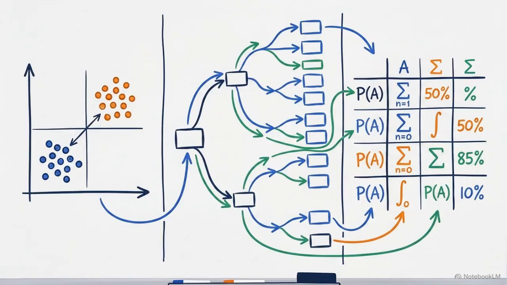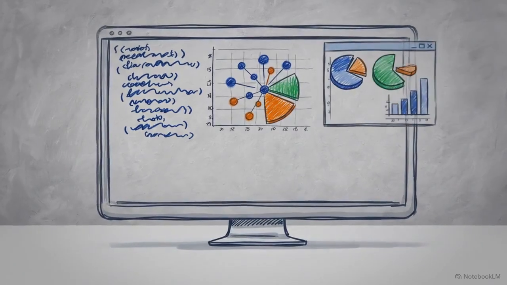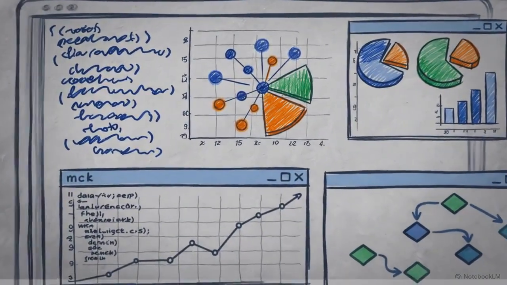Selecting an algorithm depends on how your data is structured, whether it clusters spatially, splits logically, or requires probabilistic weighting. Understanding these mathematical frameworks allows you to select the right tool for the specific nature of your data.